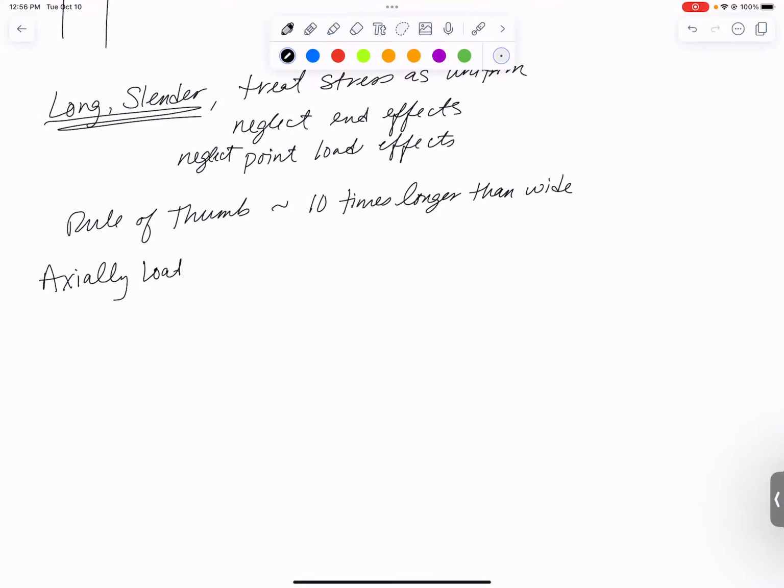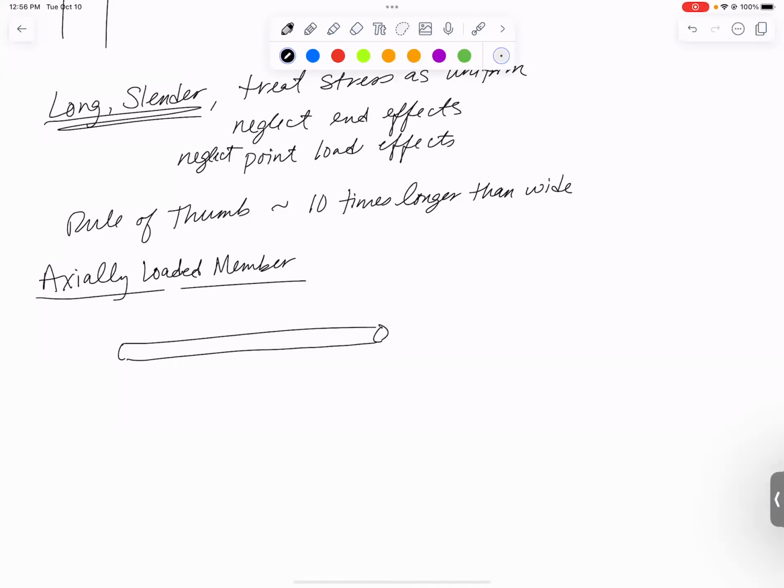an axially loaded member. The axially loaded member looks like this. It is long and slender, typically with a constant cross section. That cross section has an area A. It has a material modulus E. Remember, once I say it has a material property E, a Young's modulus E, that means we are in the linear elastic range and not ever leaving it.